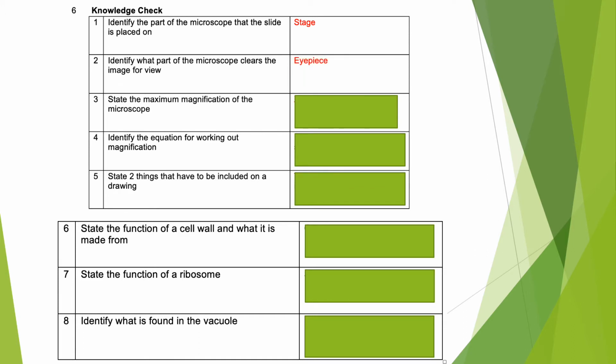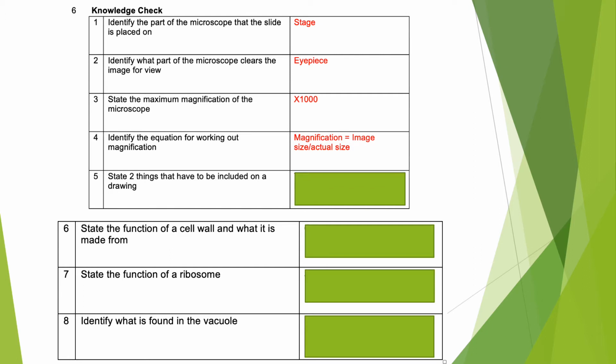State the maximum magnification of the microscope. So this one, it doesn't really specify which one, but I'll just let you know that the light microscope can usually go up to about 1,000 times magnification, whereas electron microscopes, if that's what you were thinking, then the answer would be 10 million. Okay? Number 4, identify the equation for working out magnification. This one we learned from last lesson, and that's going to be magnification equals image size divided by actual size. So remember the triangle, all right, and use that to your advantage.